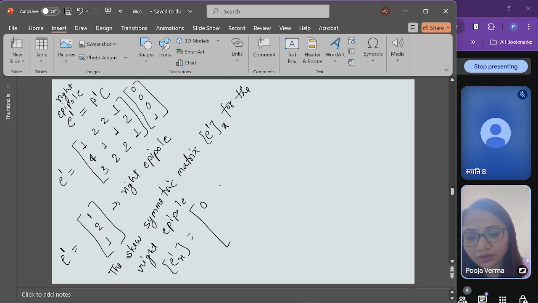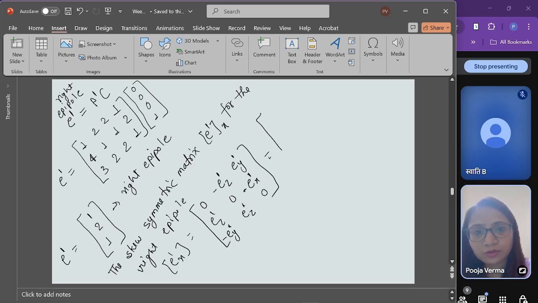So I'm just writing the values. Already we know that this one is 0, minus E Z dash, E Y dash; E Z dash, 0, minus E X dash; minus E Y dash, E X dash, 0. So just put the X, Y and Z values. So 0, here you will get minus 1, 2; here it is 1, 0, minus 1; right? Yeah, minus 2, 1, 0. Okay.